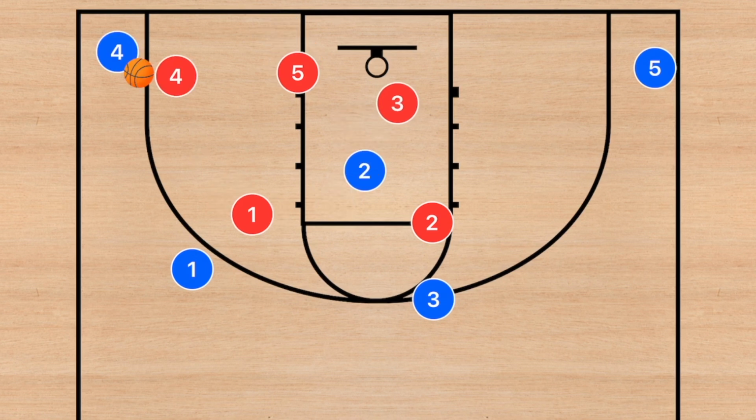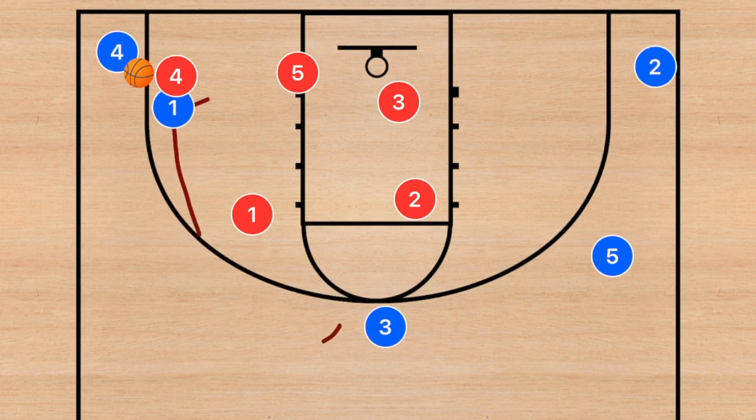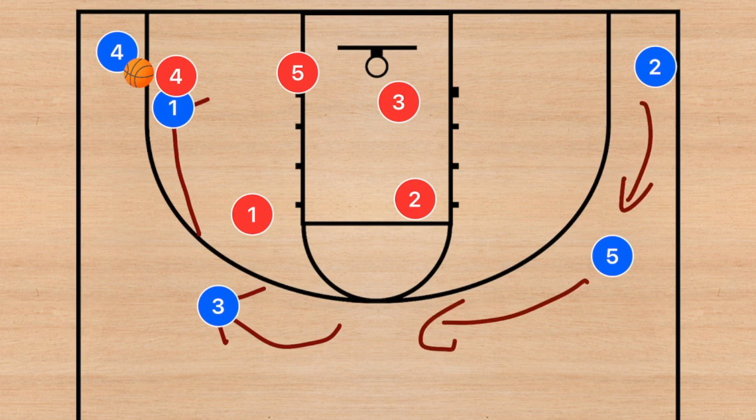Now, let's say this wasn't open. Let's say this just totally broke down. Well, it's very simple at this time. We're going to then have all these guys clear out. Player 1 now sets that screen for player 4. Player 3 needs to rotate over. Player 5 needs to rotate over. Player 2 needs to rotate over.